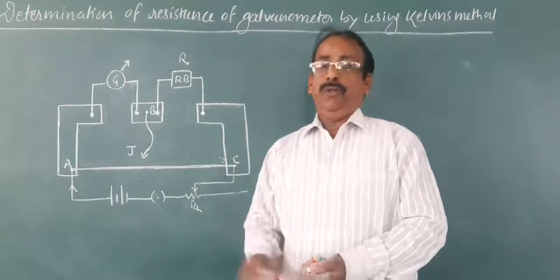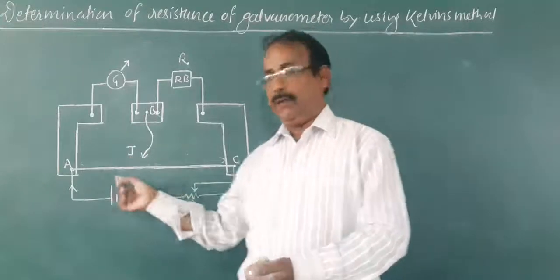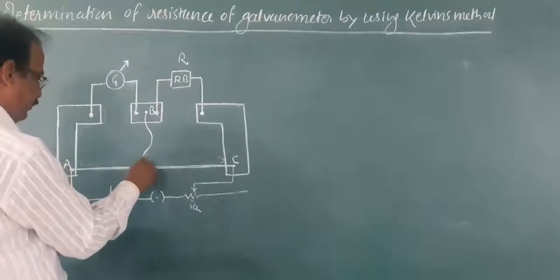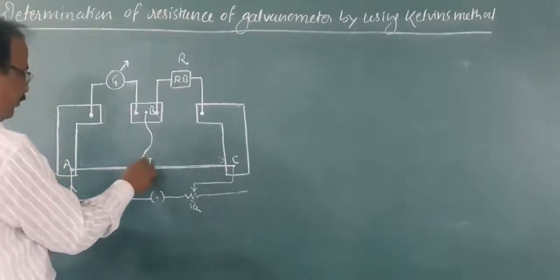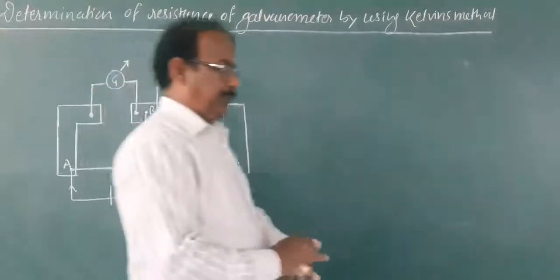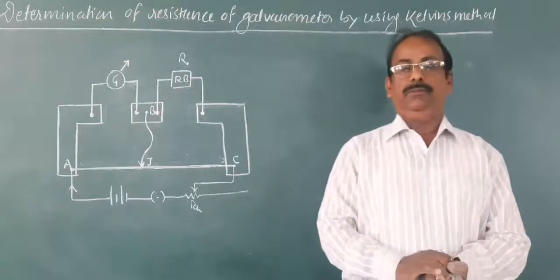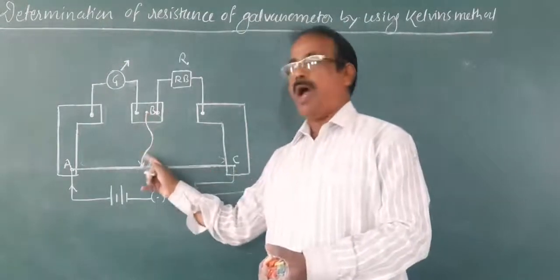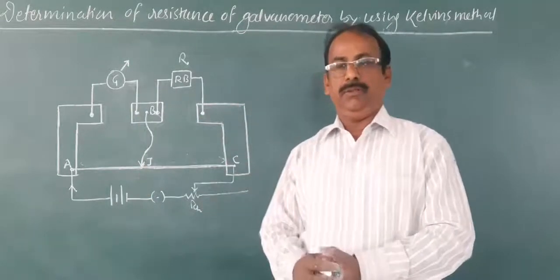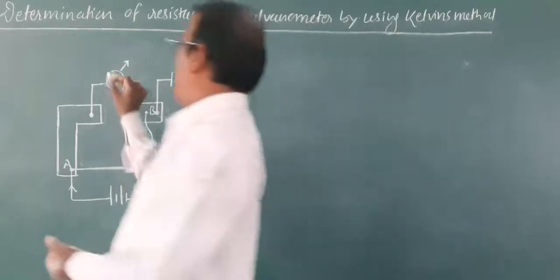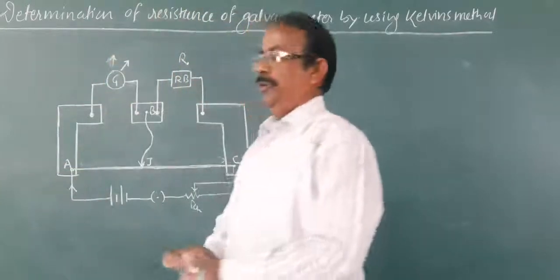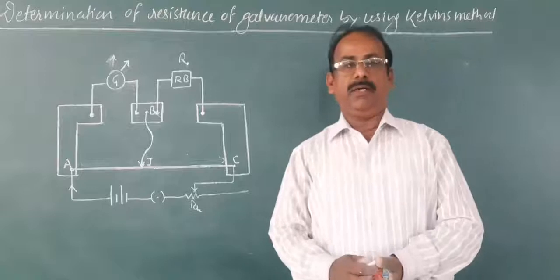Now, you have to make the contact of jockey with this conducting wire. Bring the jockey in contact with this conducting wire. As soon as we bring the jockey in contact, some current passes through this branch BG, and the deflection shown by the galvanometer changes here. Now you will find another deflection in this galvanometer.